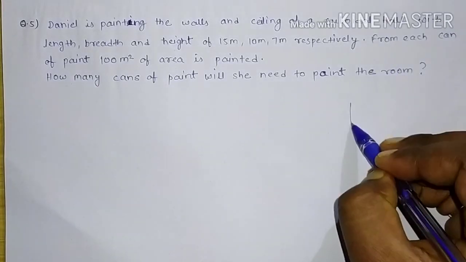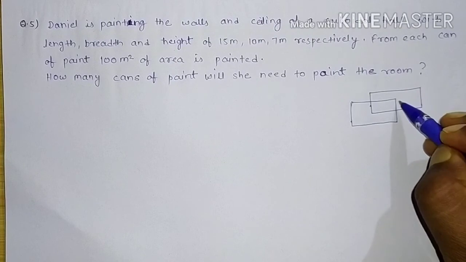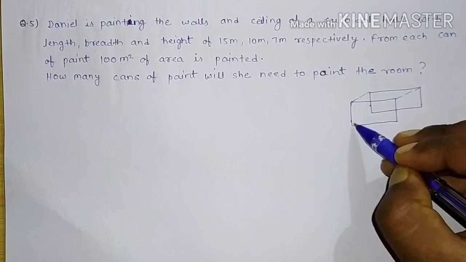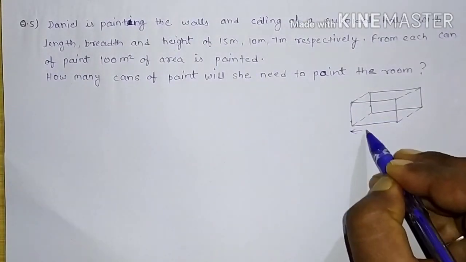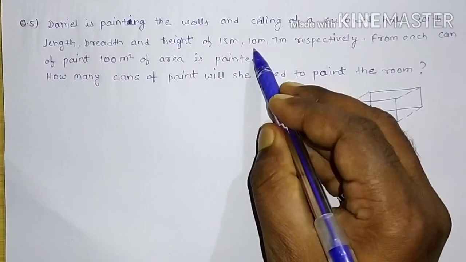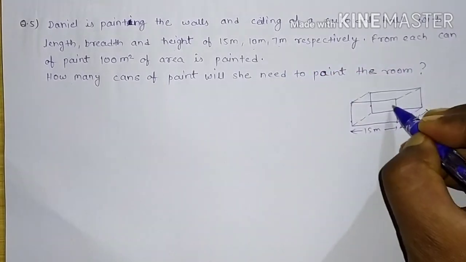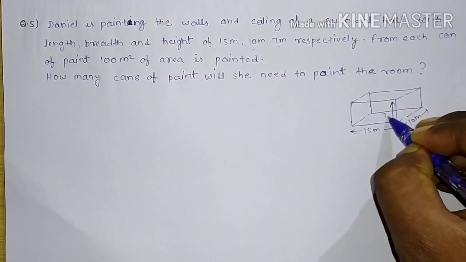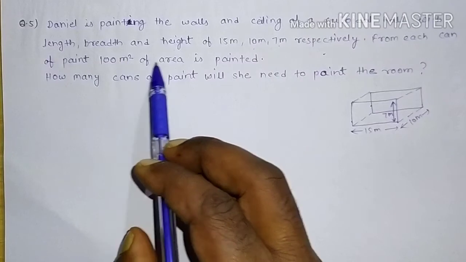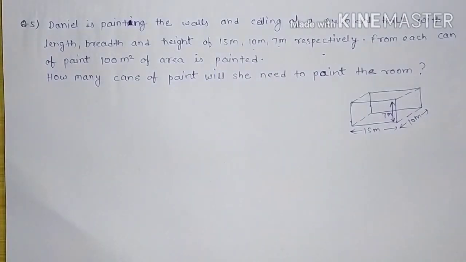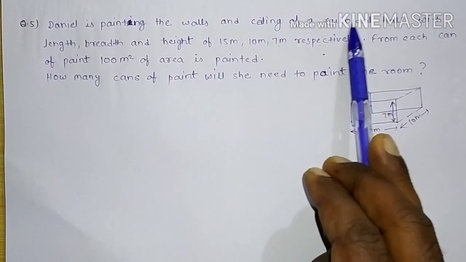So simply, let's suppose this is the cuboidal room. Length is given as 15 meter. Breadth is 10 meter. Height is 7 meter. From each can of paint, 100 meter square of area is painted. And what area? Simply the walls and ceiling of the cuboidal hall.